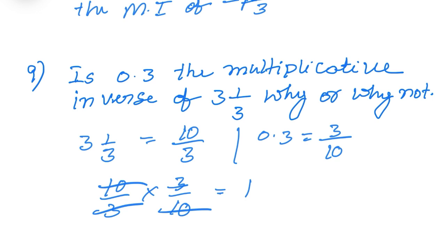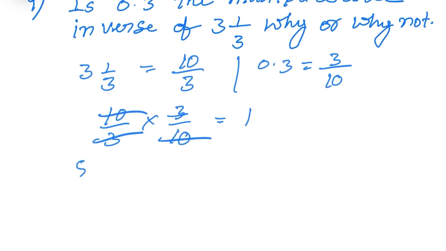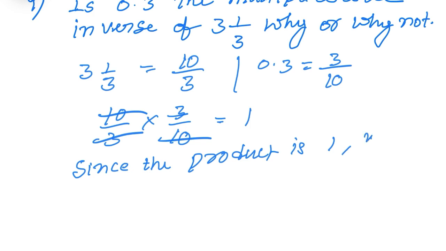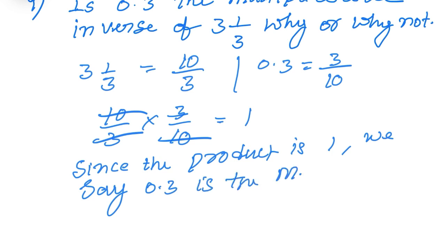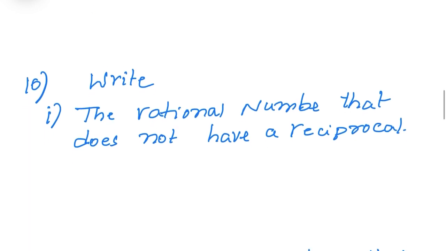That is 1. So we can say since the product is 1, we say 0.3 is the multiplicative inverse of 3 1 by 3. Okay. Now let us see the next question.